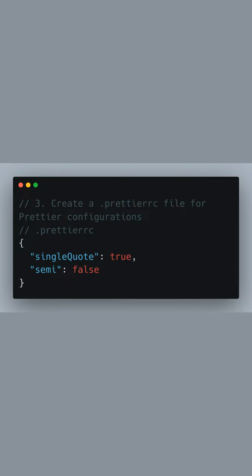Now let's configure Prettier. We create a Prettier file in our project where we can specify our formatting preferences, such as preferring single quotes over double quotes and omitting semicolons at the end of statements.